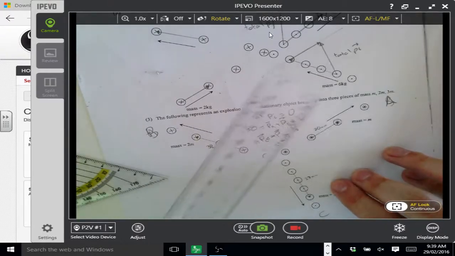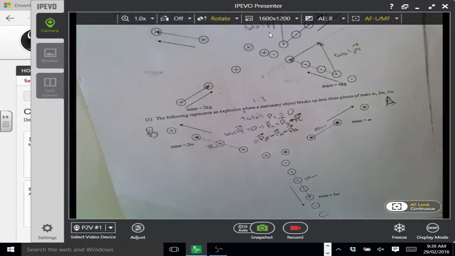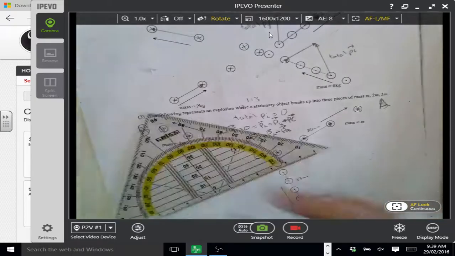So is anyone confused by that? You can try it your own way. Just follow along, see how I go. Last one I'm going to do. And then you guys can practice this yourself, or you can work on some of the other momentum stuff. So let's translate this across.